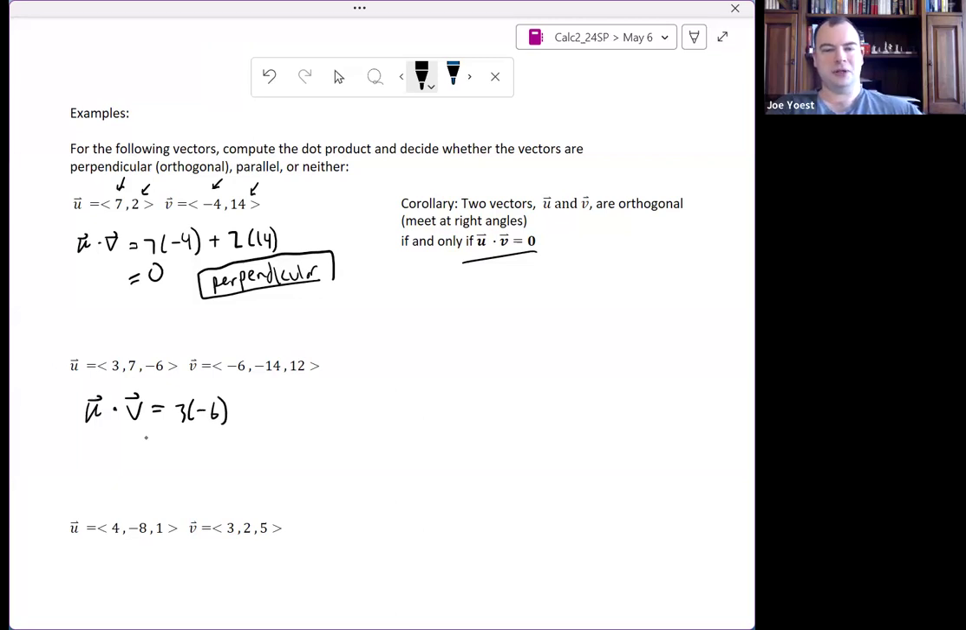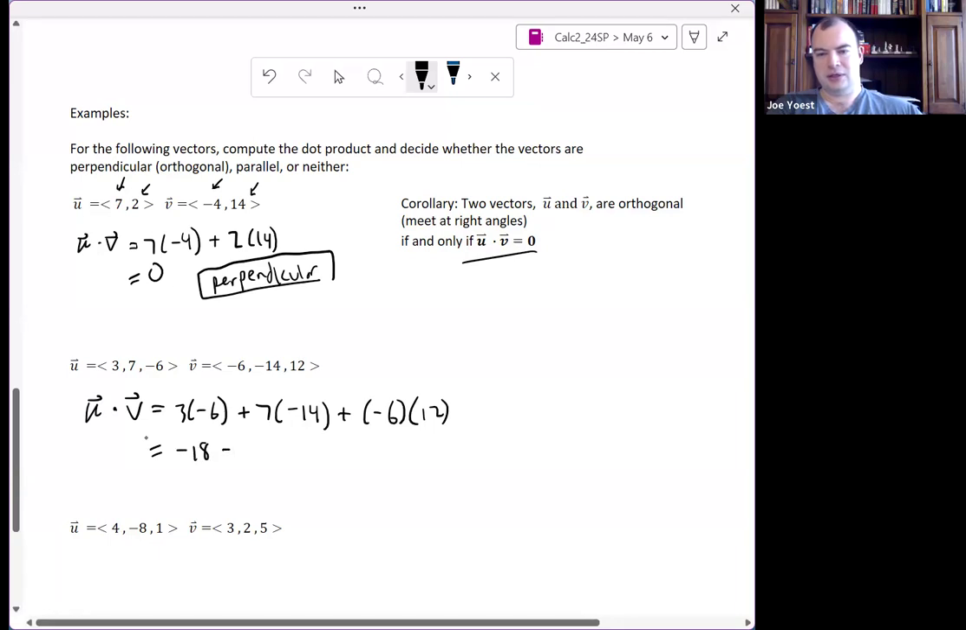Three times negative 6, multiply the first components. To that, I add the product of the second components. What's that? 7 times negative 14. And to that, I add the product of the third components, negative 6 times 12. So this is negative 18 minus, what's that, 84, minus 90, minus 72.